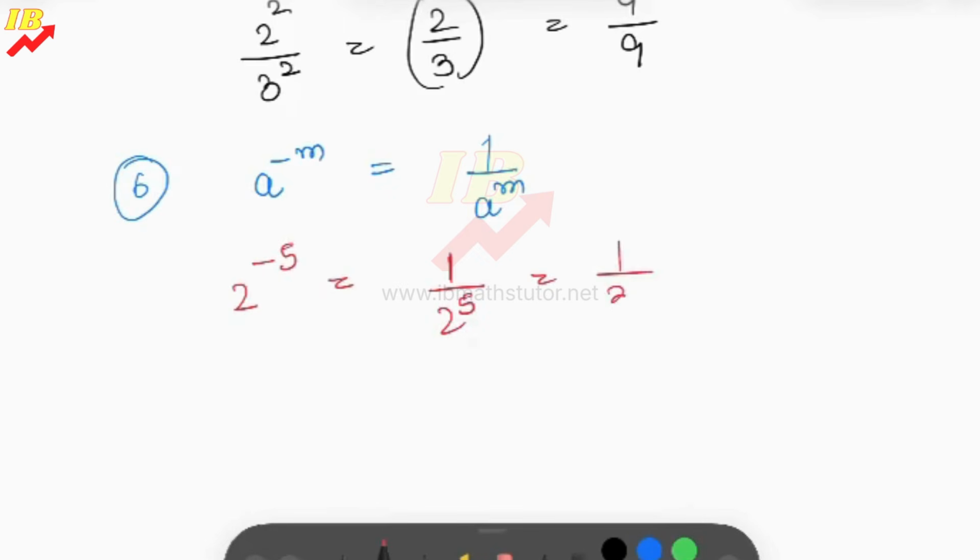or 1 over 32. Okay. If I am writing 1 over 3 to the power negative 2, that means I have to again reciprocate it to make a positive index, right? So I'll take the 3 in the numerator. So it's 3 to the power 2 only now, right? If it is in the denominator, then you have to take it to the numerator. If it is in the numerator, then you have to take it to the denominator to exchange the powers, right? So this is going to give you 9 as a solution.